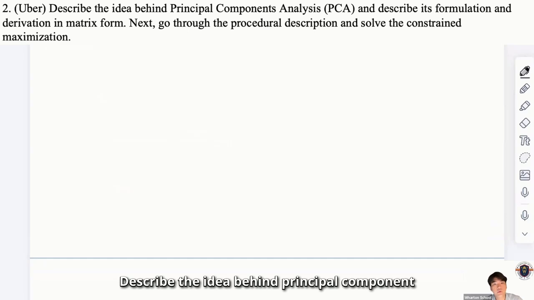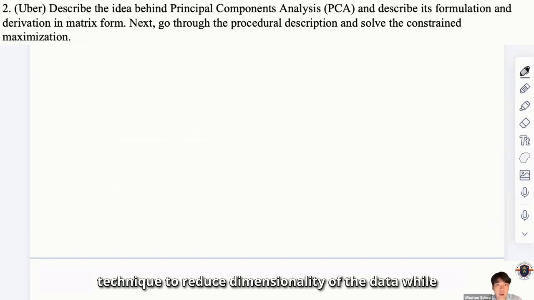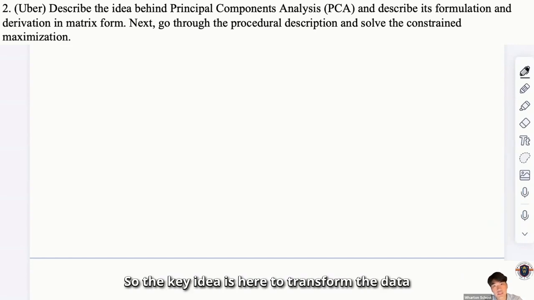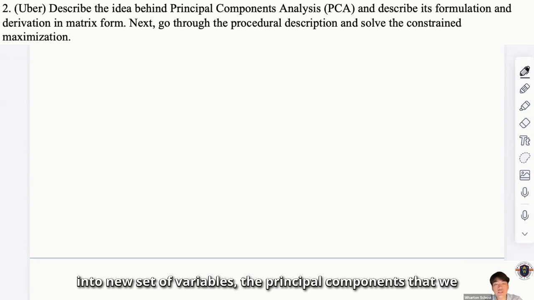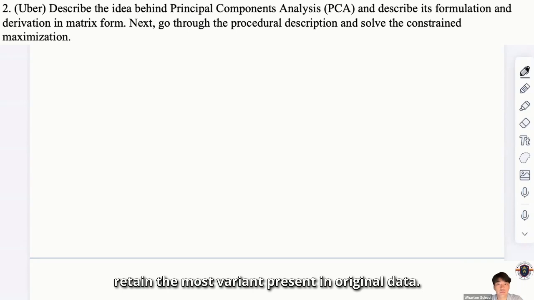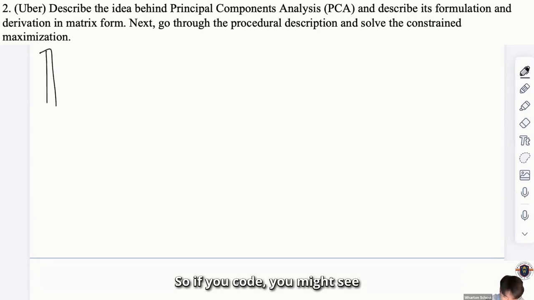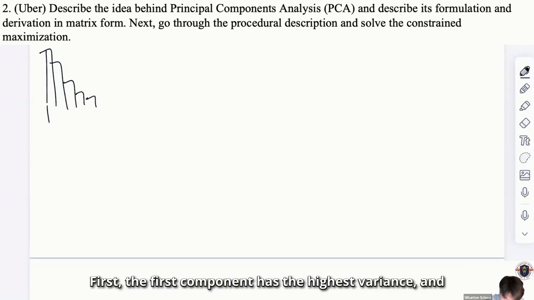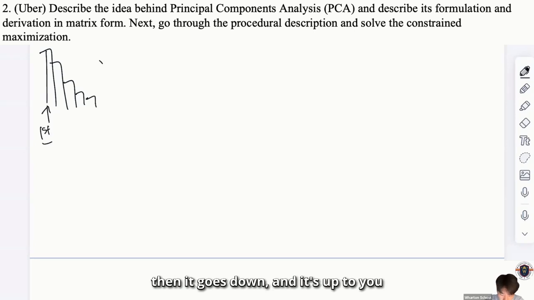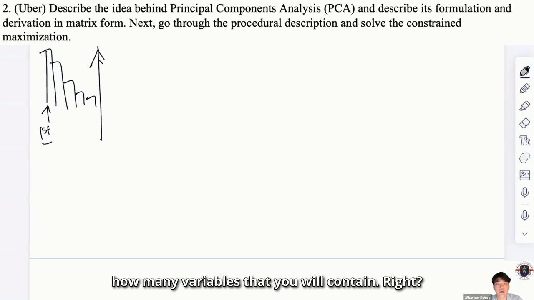Describe the idea behind principal component analysis and describe the formulation and derivation in matrix form. Okay, so PCA, principal component analysis, is a technique to reduce the dimensionality of the data while retaining as much variance as possible. The key idea is to transform the data into a new set of variables, the principal components, which are uncorrelated and ordered so that the first retains the most variance present in the original data. If you plot it, you might see the first component has the highest variance, and then it goes down. And it's up to you how many components you keep, right?